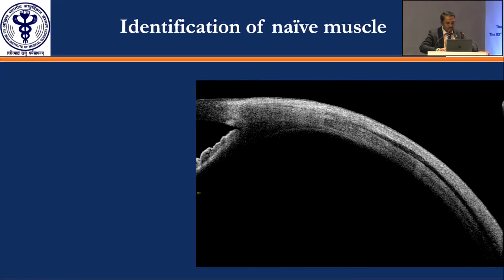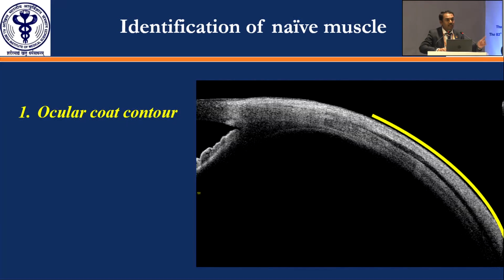We want to follow some fixed findings which can be replicated when you are identifying operated muscles. The ocular coat is very well defined, it's convex, it doesn't have any surface bumpiness, it is not irregular, and it doesn't have any scar. So the ocular coat contour should be smooth. That is the first factor to identify an unoperated muscle.